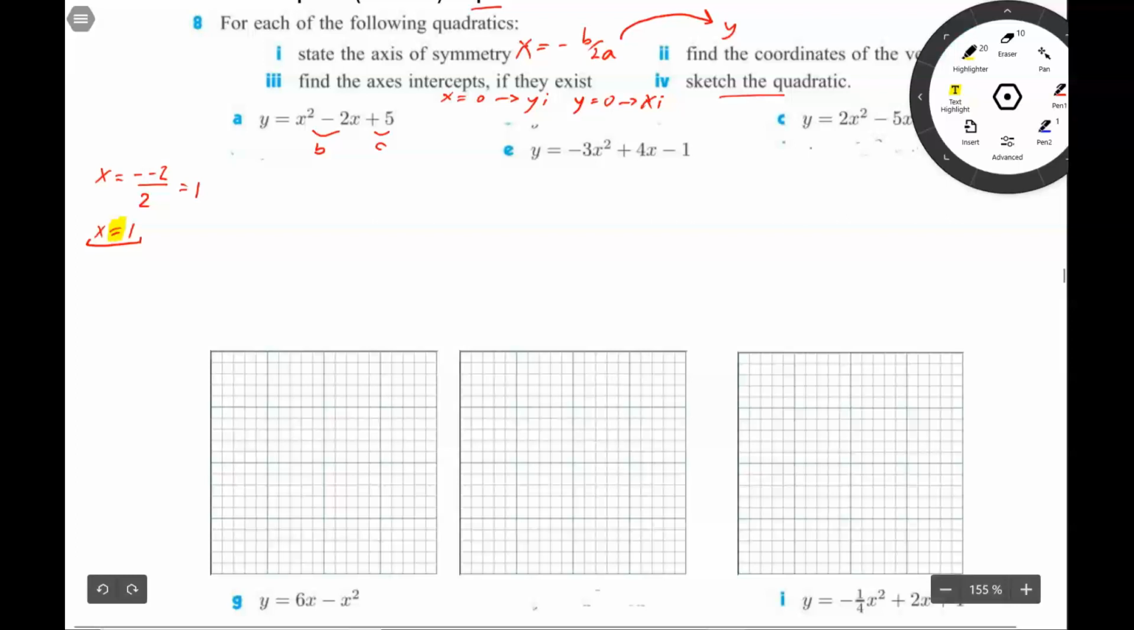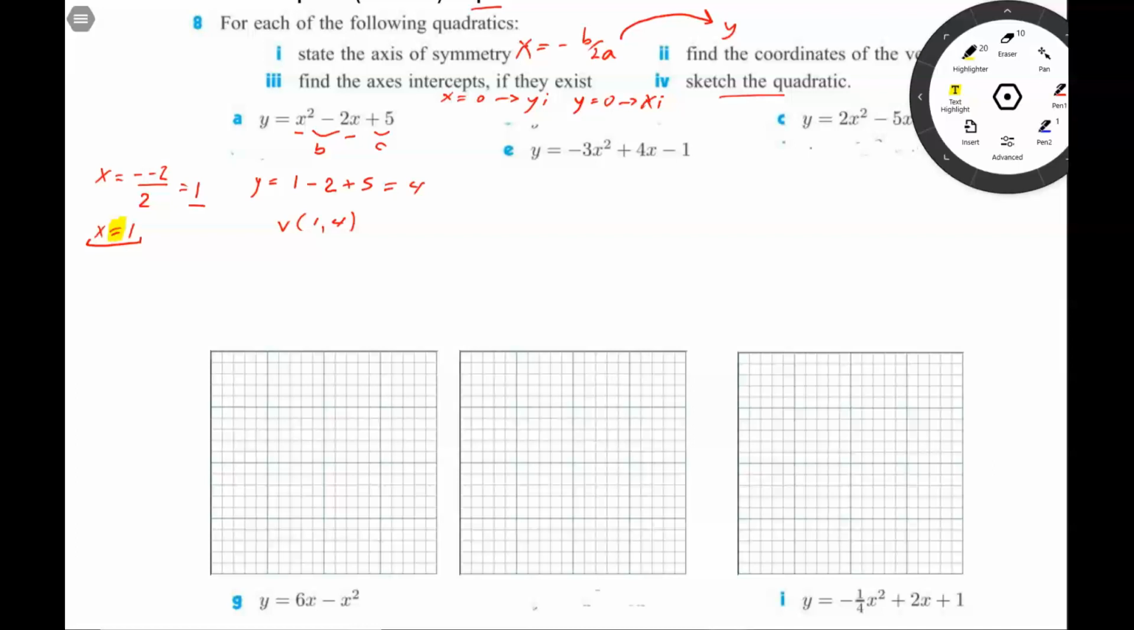Okay, now let's figure out what the vertex is. The way we figure out the vertex is we put the x value of 1 into the original equation, and we get that the y value of the vertex is going to be 1 squared minus 2 times 1, which is 2. Minus 2 plus 5, so that's equal to 6 minus 2, which is equal to 4. So our vertex is going to be equal to 1, 4. What else can we figure out? We can also figure out the axes intercepts.